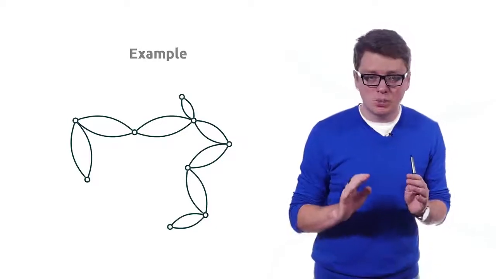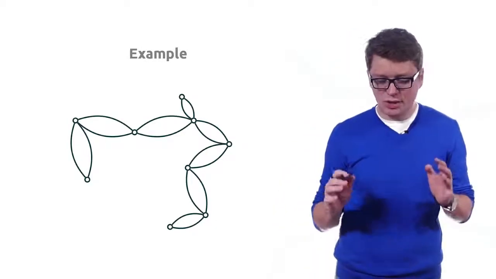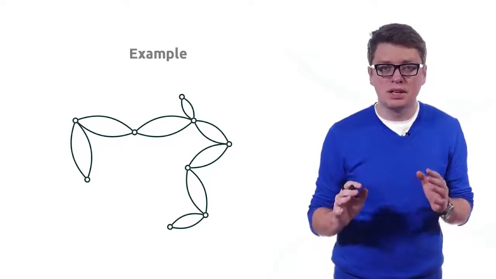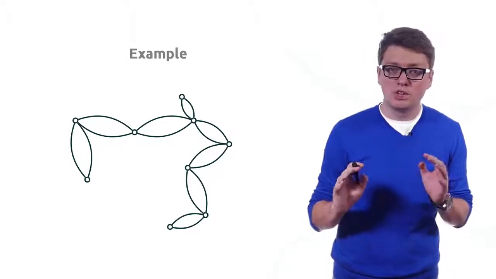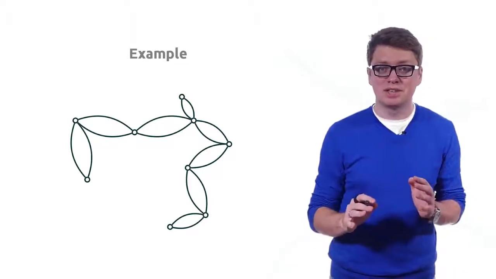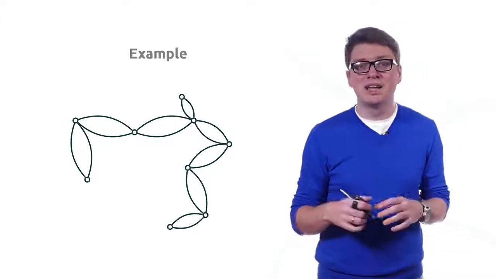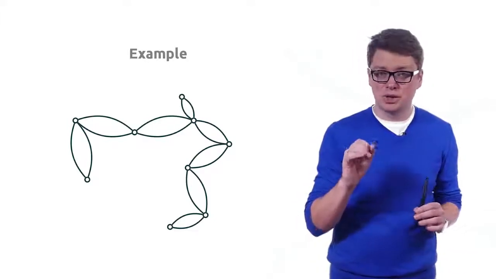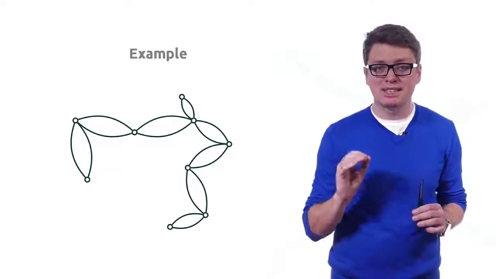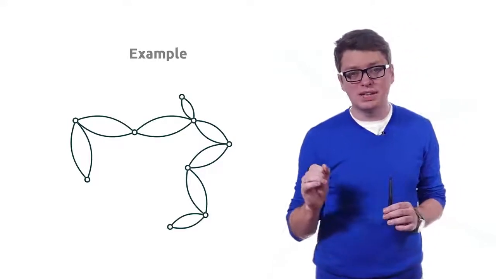And now what we see here is that the degree of every node is even, right? Which means that the resulting graph is Eulerian. There is a cycle that visits every edge, not every node, but every edge exactly once. And we can easily find such a cycle.